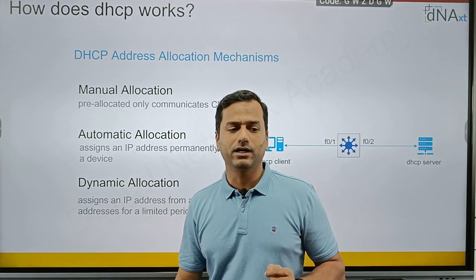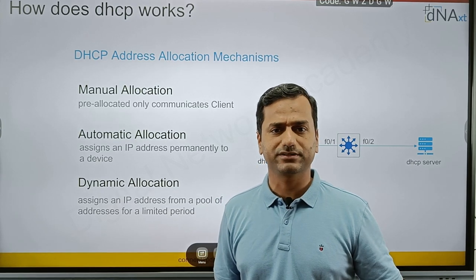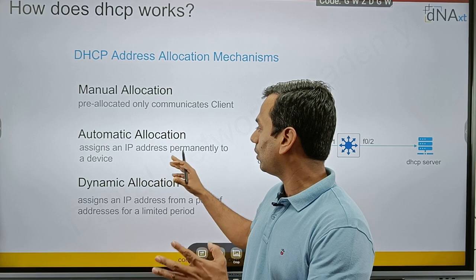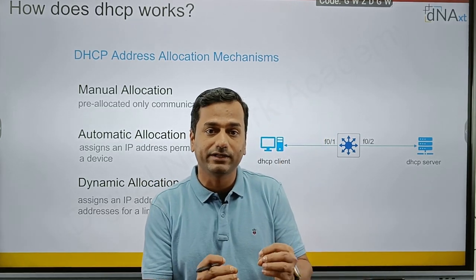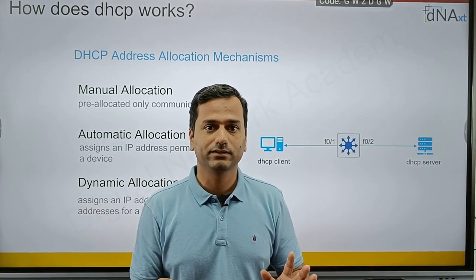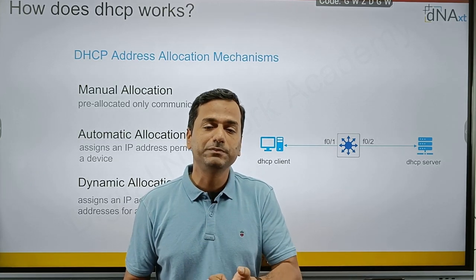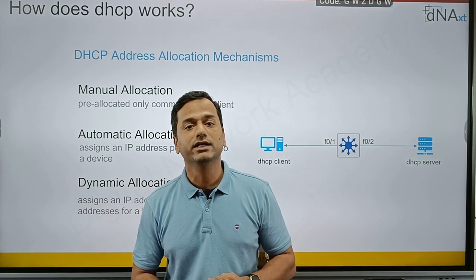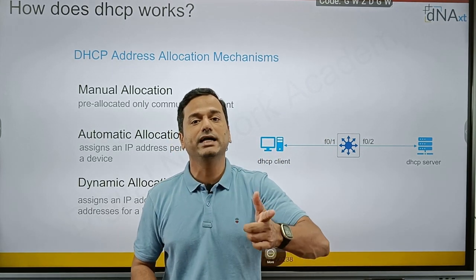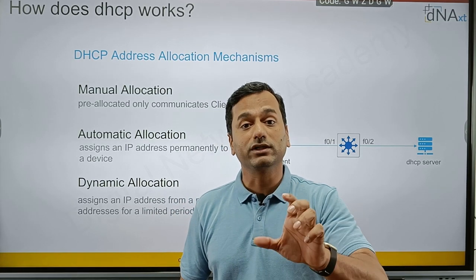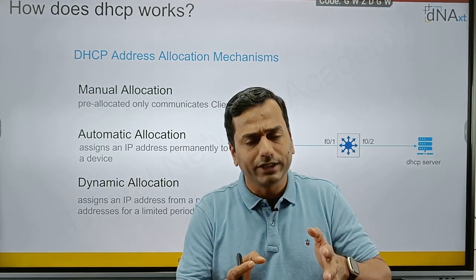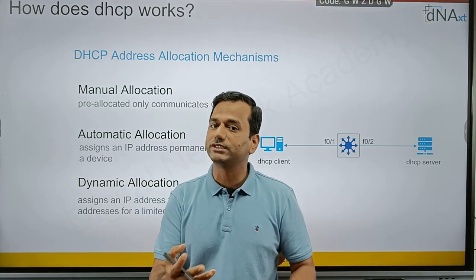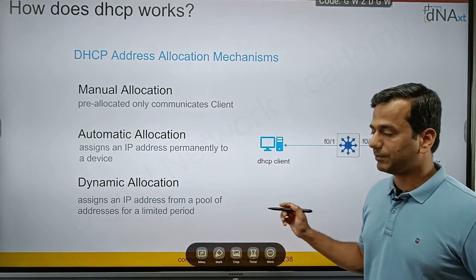Automatic allocation means I have one user who wants the same IP address on his laptop. At that time, the DHCP server automatically assigns the IP address to the machine permanently. We call it the lease period, so the lease period is permanent. The last one is dynamic allocation. Dynamic allocation means DHCP definitely assigns the IP address to the endpoint, but for a particular lease period, maybe 1 day, 2 days, or maybe 8 days, depending on how you customize those settings. Got it? Clear? DHCP.